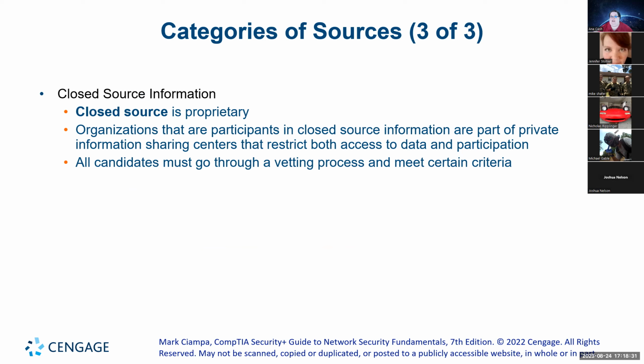And then we have closed source information. This has to do with proprietary information. Organizations that are participants in closed source information are part of private information sharing centers that restrict both access to the data and participation. And all candidates have to go through a vetting process and meet certain criteria. So you're dealing with either intellectual property or things like government clearances. You have to have some sort of hoop that you have to jump through in order to prove, yes, I should have access to this information. And usually, yeah, they're regulated.